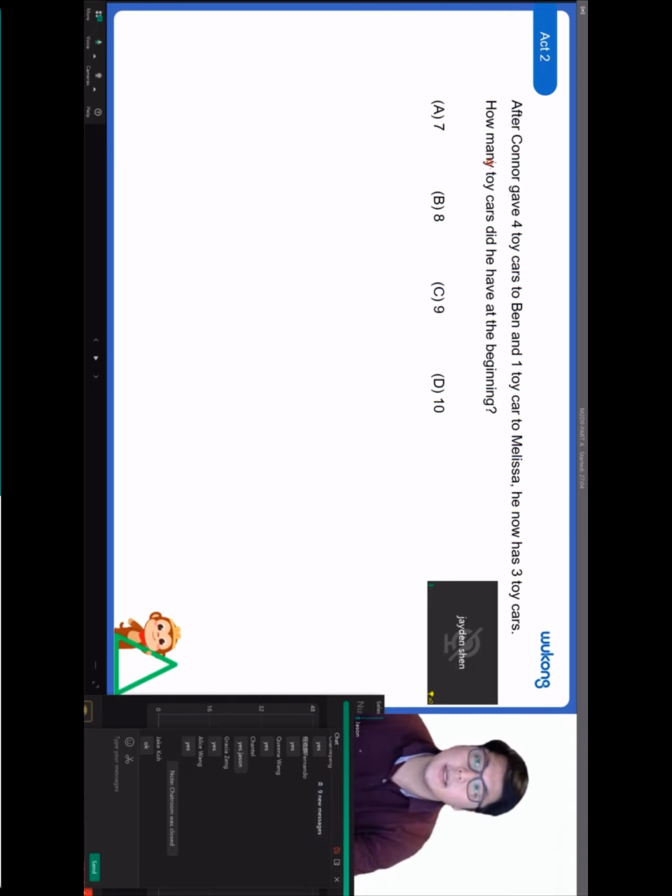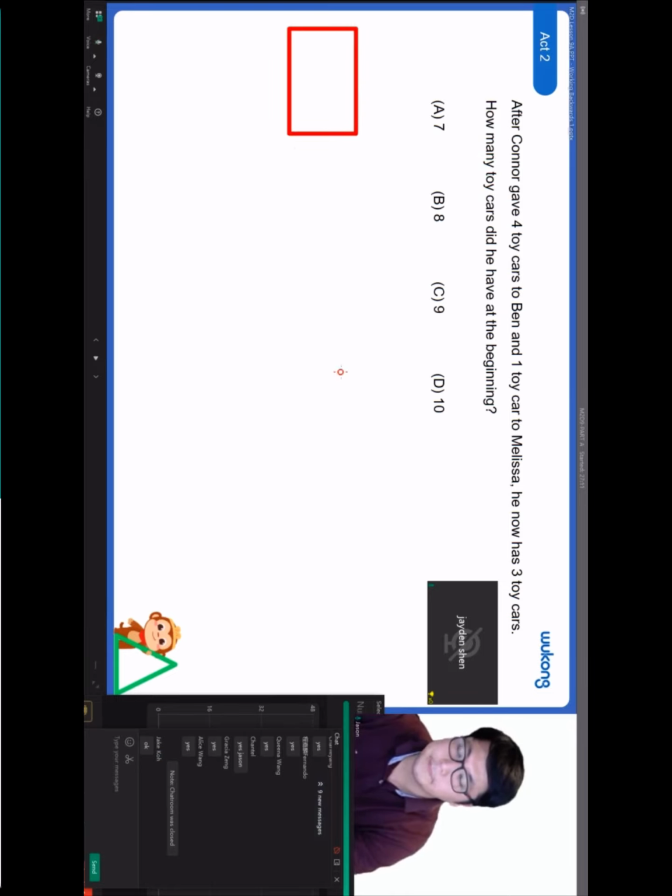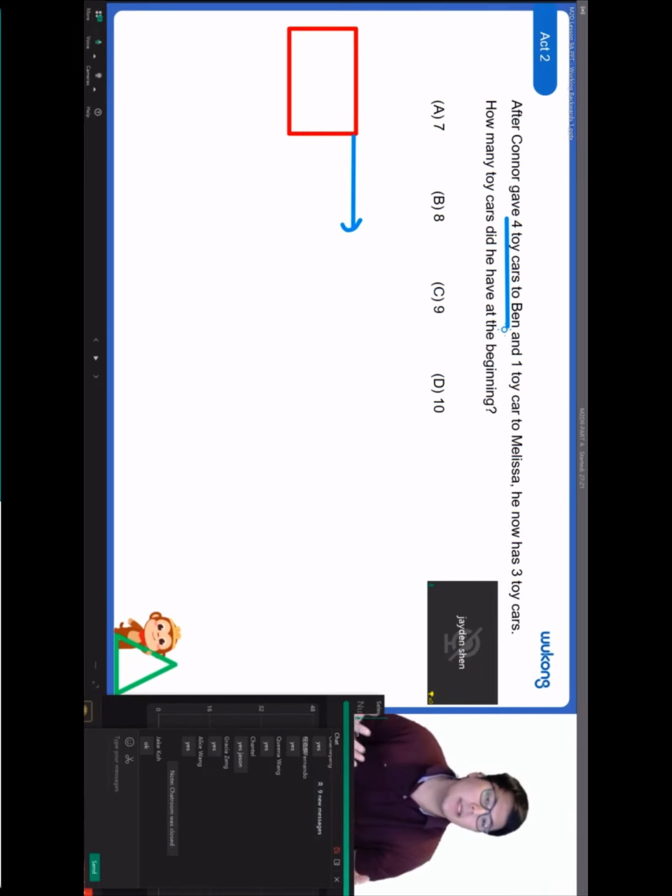So obviously, we don't know how many toys Connor has right now. So we need to draw a box, right? And then the first step. So what was the first step? He gave 4 toys to Ben. So does that mean he lost toy cars or got more toy cars? Lost toy cars. Yes. Then do we need to add 4 or subtract 4? Subtract 4. Very good, Jaden.